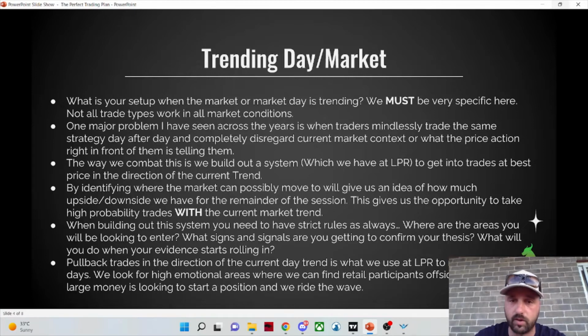One major problem I've seen across the years is when traders mindlessly trade the same strategy, just like I said, day after day after day, and completely disregard current market conditions or market context. Now, this usually happens to the traders that have a very successful 2 months, and then they fall off the boat for 2 or 3 months and possibly blow up, and it's an absolute disaster, and then they change their strategies and all that jazz. It's just because you're not recognizing the market you're trading in.